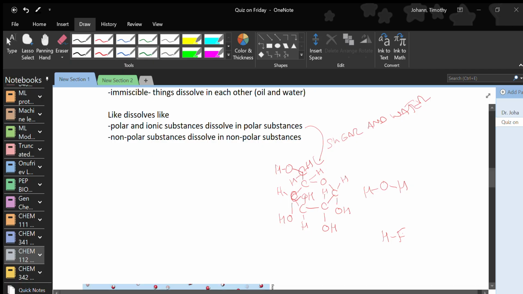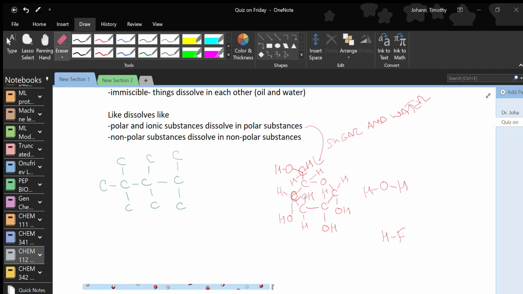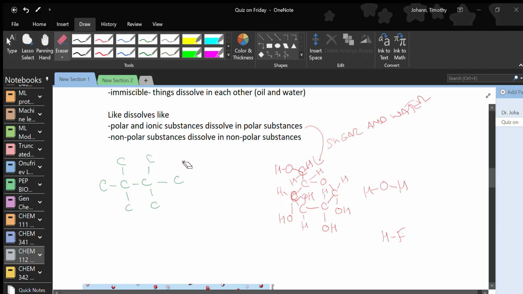An example of a nonpolar substance, I'm going to do it in a different color over here, would be gasoline. Gasoline has octane in it. You've probably heard of octane rating. It's going to have a bunch of carbons in it. I need 8 carbons here. I don't know which octane is the right one. What have I got here? I've got 6 so far. You guys need to help me out here. I lose 20 IQ points sitting up at the board. I can't count anymore.